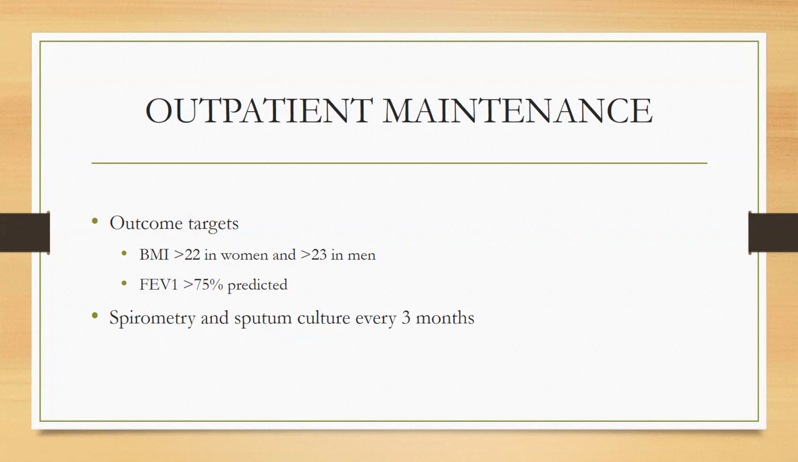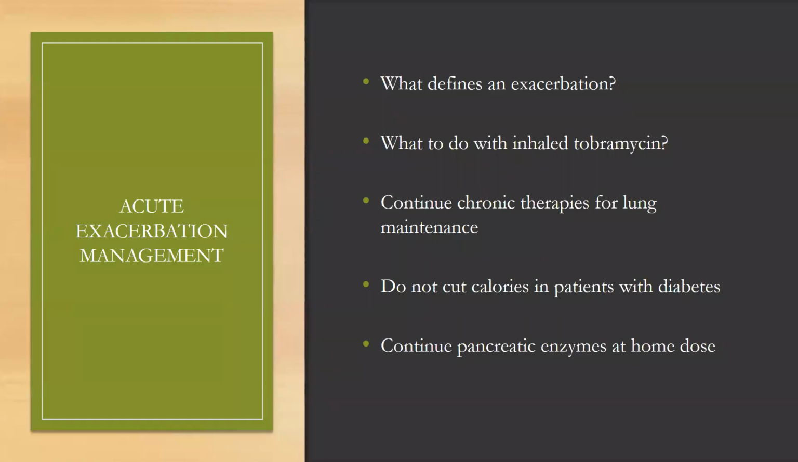Other big targets is the BMI. There is a very high correlation between lower BMI and death in these patients. So we always want BMI in women to be over 22 and in men over 23. It's a very poor prognostic sign for cystic fibrosis patients. And that ties in with exacerbation and acute management.